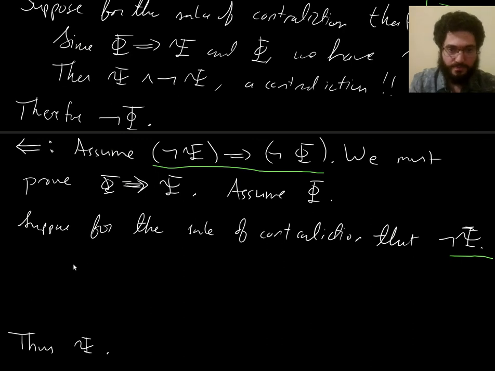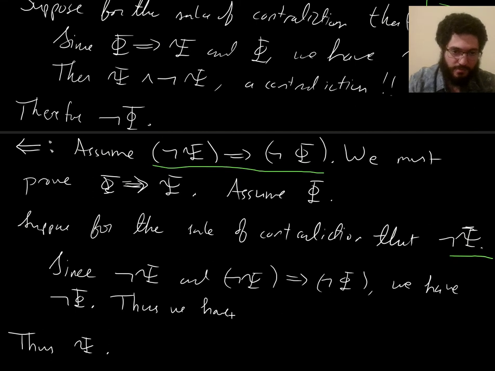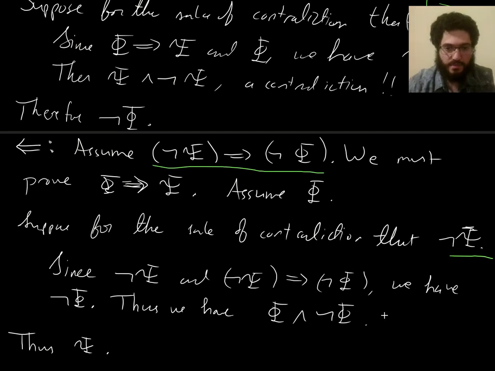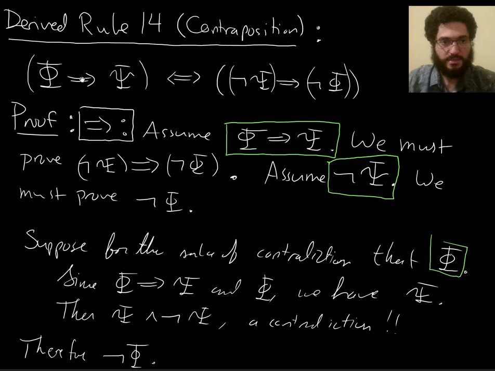So here, since not psi and not psi implies not phi, we have not phi by modus ponens. Thus we have the contradiction: phi, we had phi here, and not phi. So that proves the derived rule for contraposition.